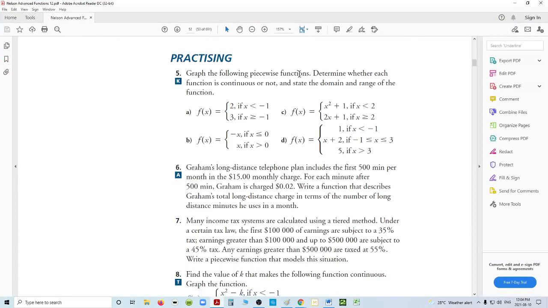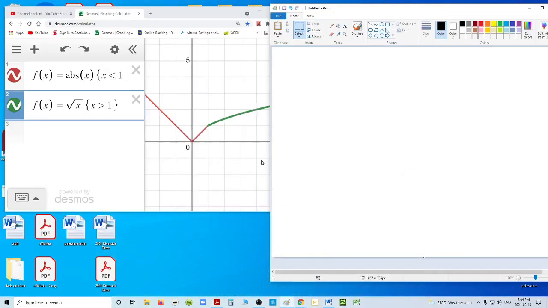Graph the following piecewise function. So let's do the same thing we did before. Let's kind of guess work on what kind of function it is, and then we're going to let Desmos do it.